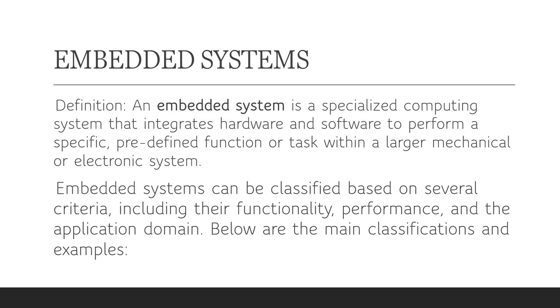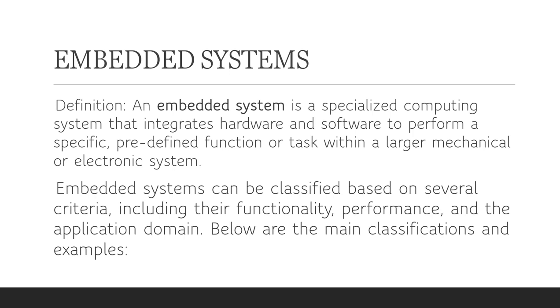What is an embedded system? First the definition. I will explain what embedded systems are, and then the classifications, one by one. An embedded system is a specialized computing system that integrates hardware and software to perform specific or predefined functions or tasks within a larger mechanical or electronic system. Everyone will say it is a combination of hardware and software, but that is not a pure definition.